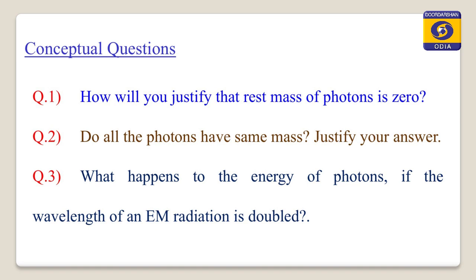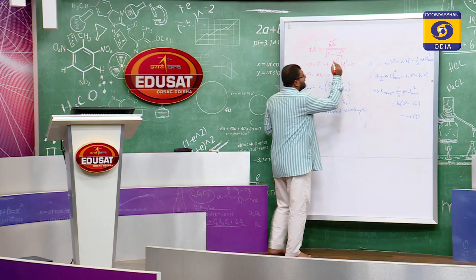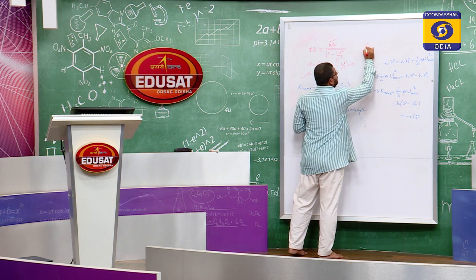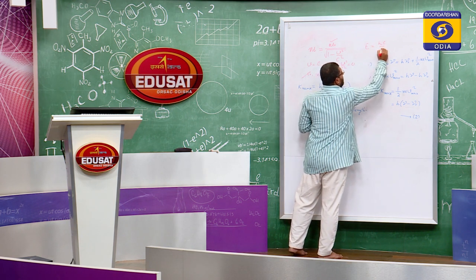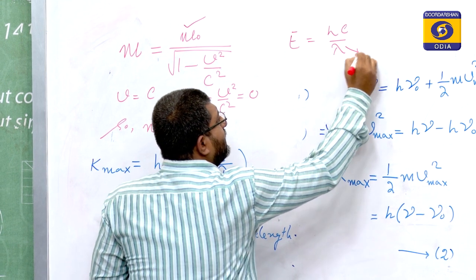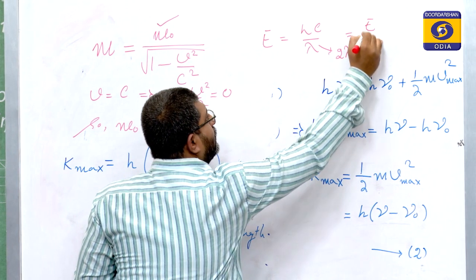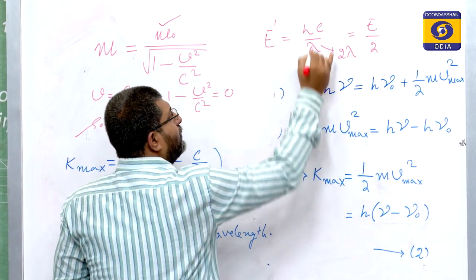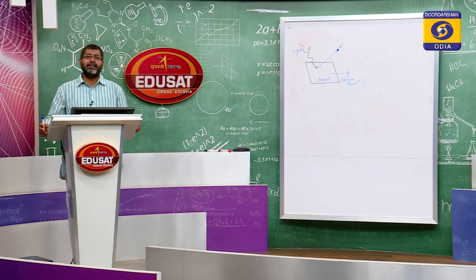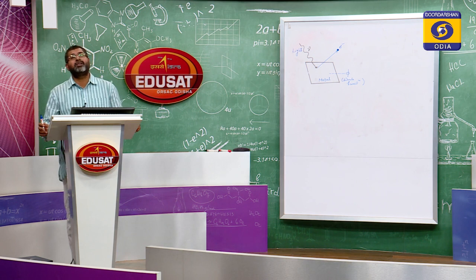Next, the third question is: what happens to the energy of a photon if the wavelength of EM radiation is doubled? Then we can say that E equal to hc by lambda. When lambda becomes 2 lambda, then the energy E prime becomes E by 2. Light can have a dual nature.